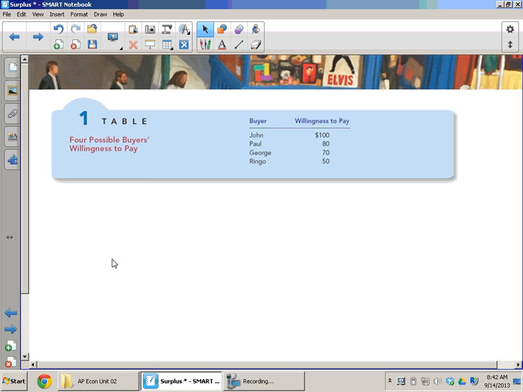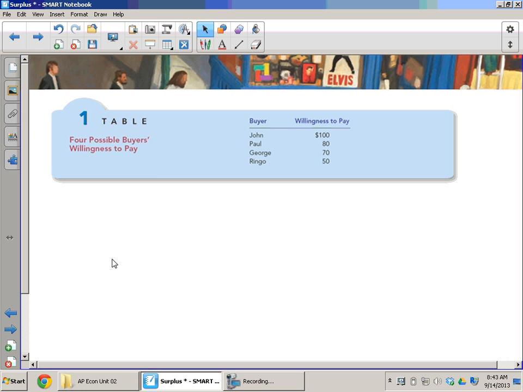Okay, so in front of you, you can see a table that has 4 different buyers' willingness to pay. A little Beatles reference here, too. I should also add that these slides come from Greg Mankiw's Principles of Economics, 2007 edition. So that's where the slides come from, like the teacher resources and so on. So I want to give credit there.